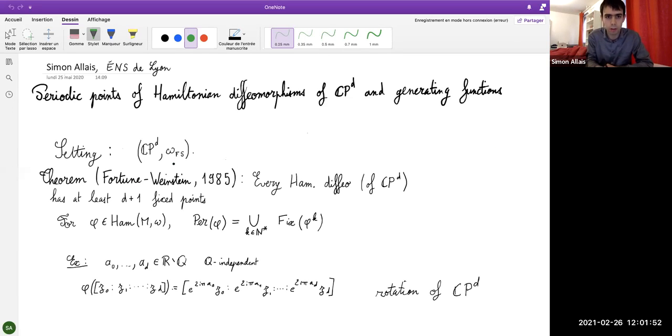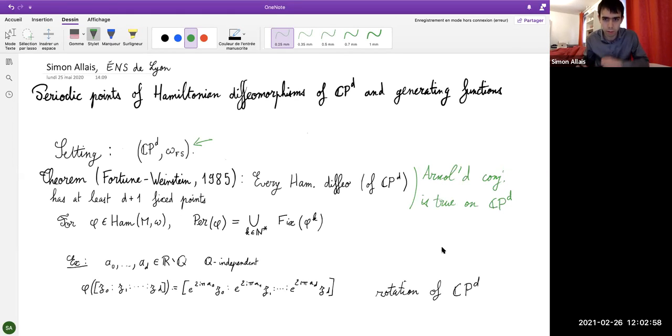As I've just said, I will restrict myself to CP^D with the usual symplectic form given by the Fubini-Study metric. First of all, let me recall the famous Fortune-Weinstein theorem, which states that every Hamiltonian diffeomorphism of CP^D has at least D plus one fixed points. So, in other words, the Arnold conjecture is true on CP^D. It was proved before Floer's proof, and the dimension of the total homology of CP^D is D plus 1.